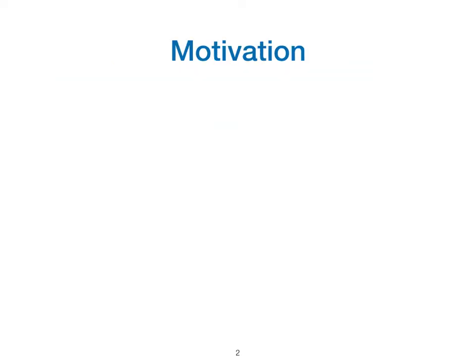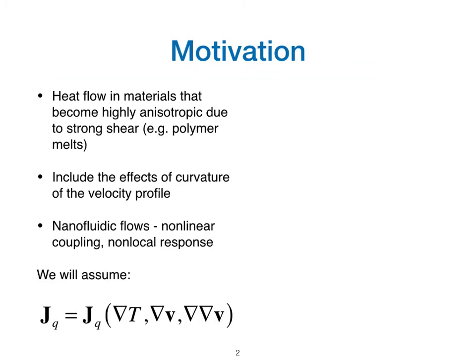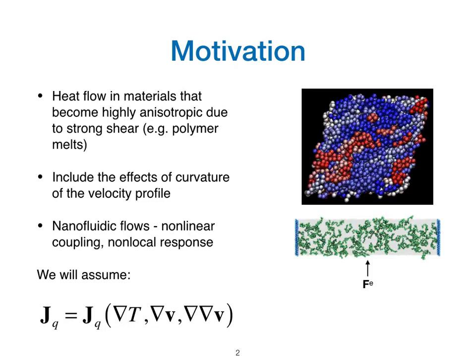So our motivation is to study heat flow in materials that can become highly anisotropic due to strong shear, for example in polymer melts. And on the right you can see a polymer melt under simple planar shear with a linear velocity profile, and the molecules you see can become stretched and aligned due to the shear flow, and that leads to anisotropic heat flow in the system.